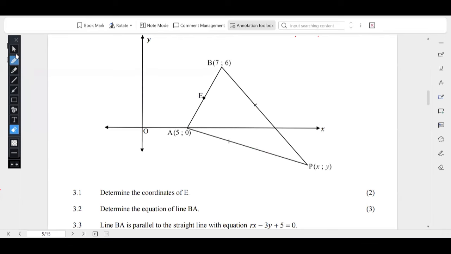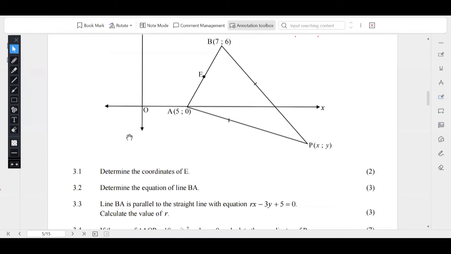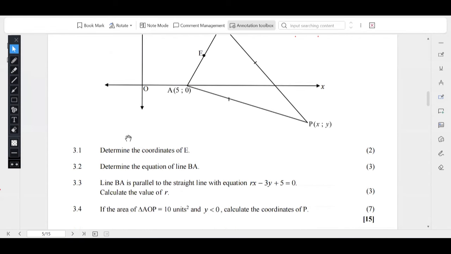3.3 says line BA is parallel to the straight line with equation rx minus 3y plus 5 equals 0, and then calculate the value of r, right? So obviously, the first thing that we can try to do here is write this in the form of y is equals to mx plus c. We have rx minus 3y plus 5 is equals to 0. Can take the rx, transpose it over to that side. So we have negative 3y is equals to negative rx, and along with this positive 5, it will be negative 5.